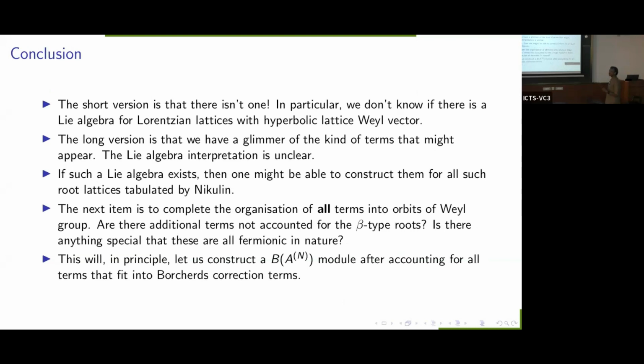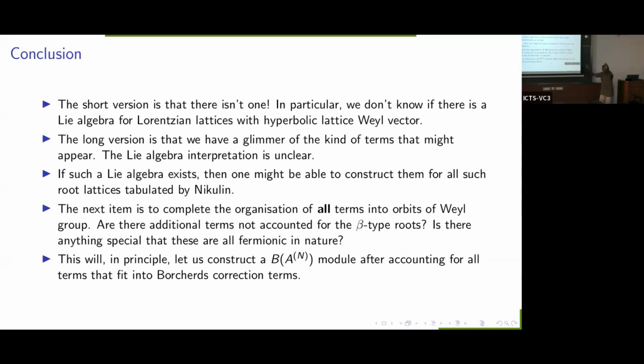So is there a conclusion? There isn't one, because we don't know the Lie algebra, or we haven't answered the question. But the long version is we have some hope. The Lie algebra interpretation is not clear. But if such a Lie algebra exists, then it would be adding to the list of things. It would be some new kind of extension. We know what that extension is, but we need what it means.